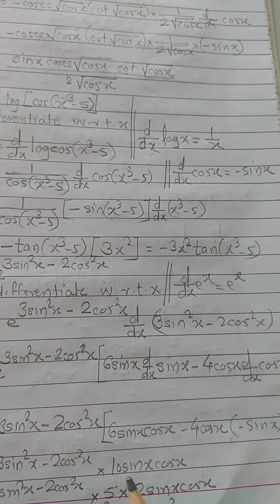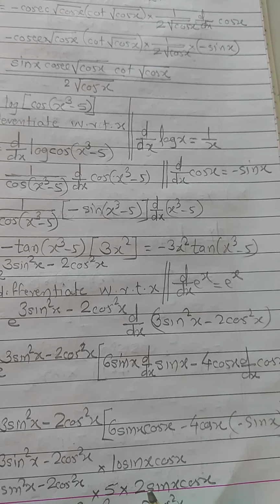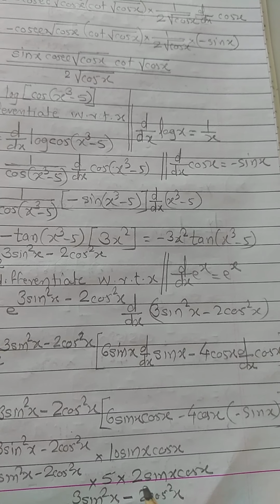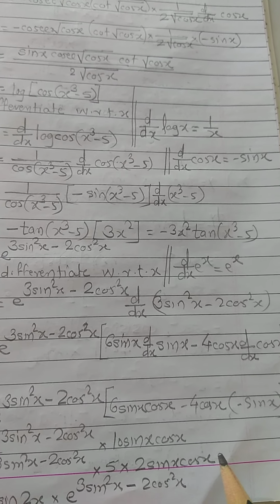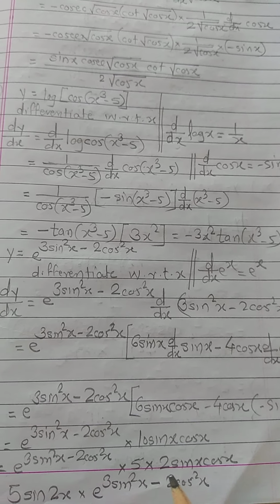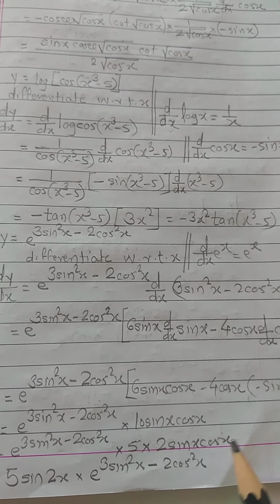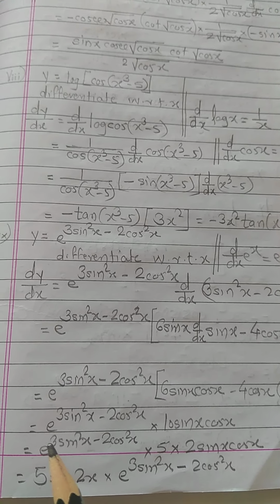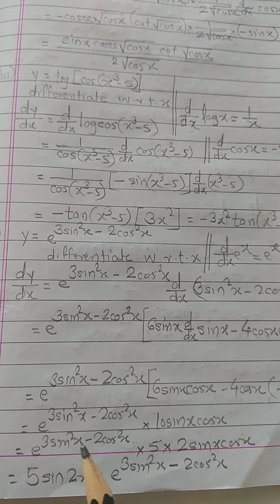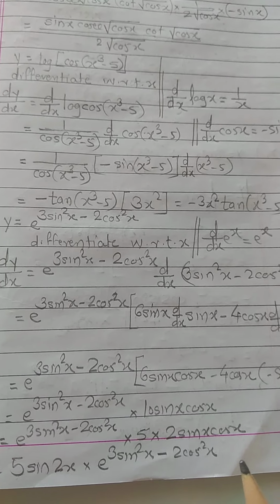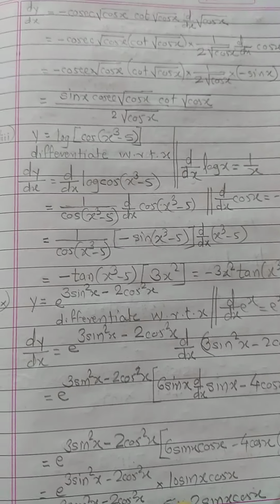We can write it as 5 into 2, which is 10. So 2 sin x cos x is sin double, so it will be sin 2x. So 5 times sin 2x e raised to 3 sin square x minus 2 cos square x, hence the answer.